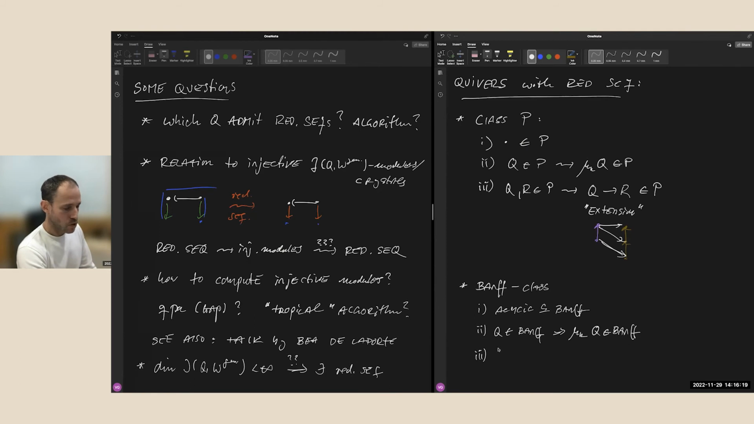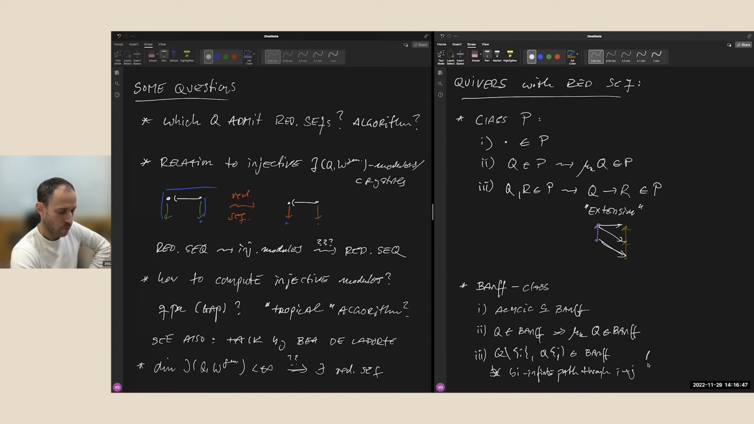So the Banff class is also closed under the following: if Q with one vertex I removed and Q with one vertex J removed are in Banff, and assuming there is no infinite path through an arrow from I to J, so I fix an arrow from I to J, then Q is in Banff. I think it's conjectured that the Banff class is in class P, and both results are due to Bucher-Mashasek.